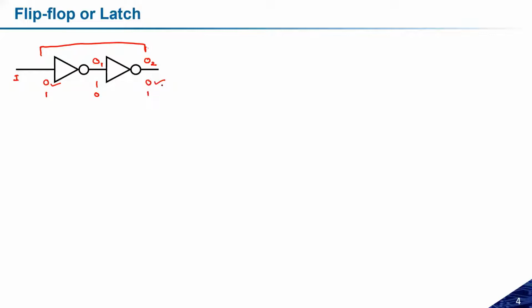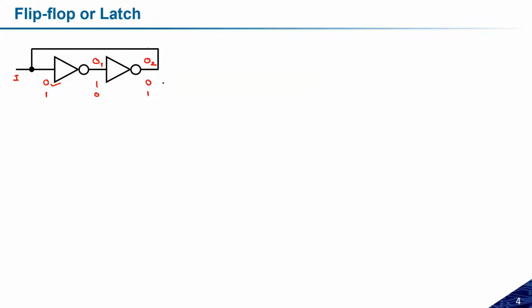Now if I want to make this logic a sequential logic circuit, then I have to sample this output and connect it to the input. So let us try to do that. Suppose I have sampled the output and connected it to the input again. What will happen? Let us try to see.